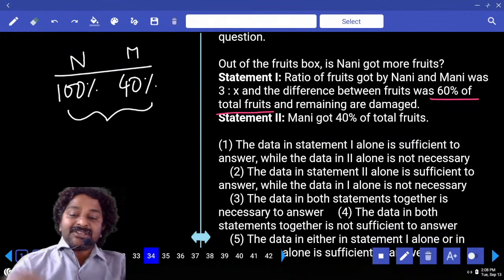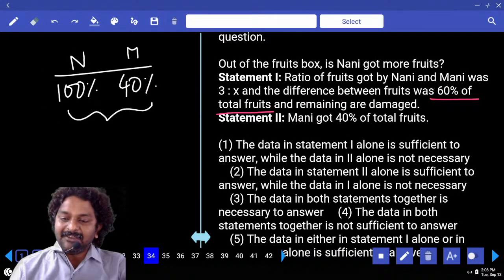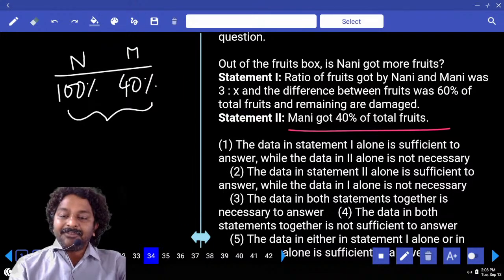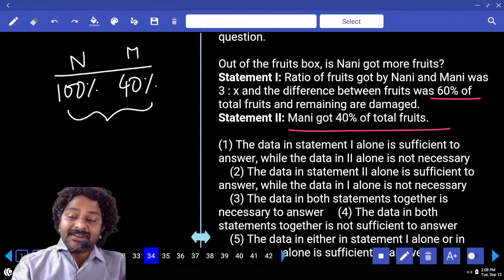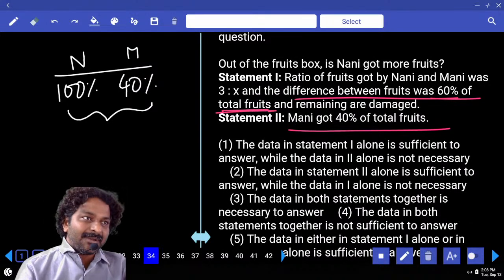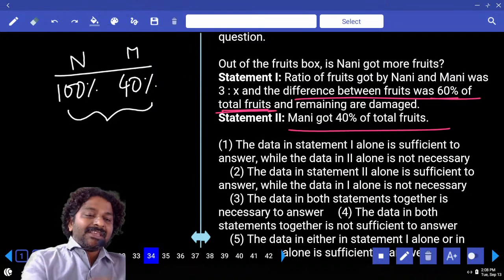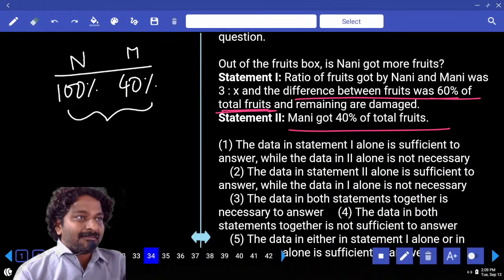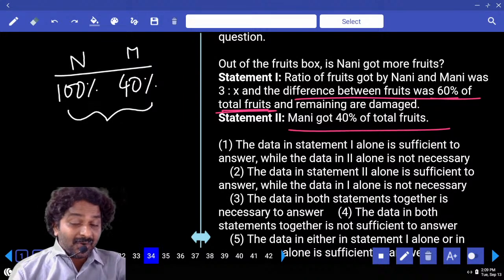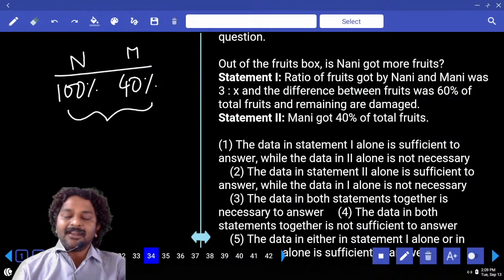If you use these two informations, from the second information it is clearly mentioned Money got 40%, and from the first information their difference is 60% of total fruits, they clearly mentioned. Yes. So is it possible to write exact numbers here? No way. So can you answer the question? No. Answer cannot be done.